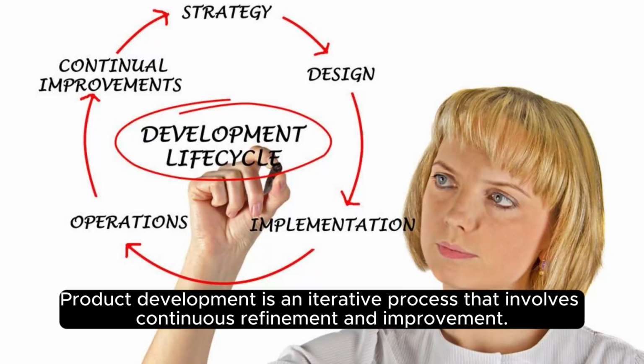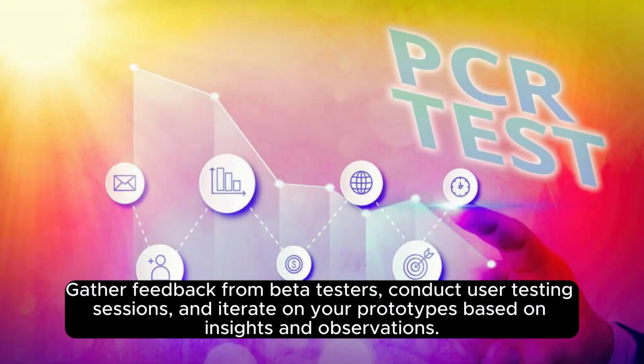4. Iterate and refine. Product development is an iterative process that involves continuous refinement and improvement. Gather feedback from beta testers, conduct user testing sessions, and iterate on your prototypes based on insights and observations.